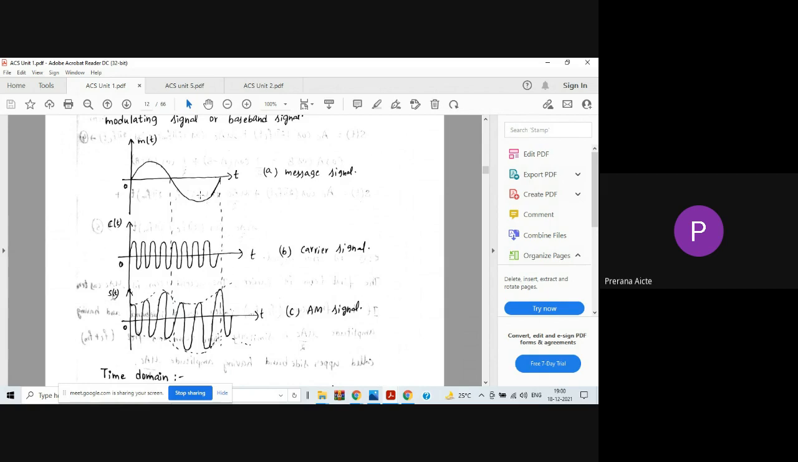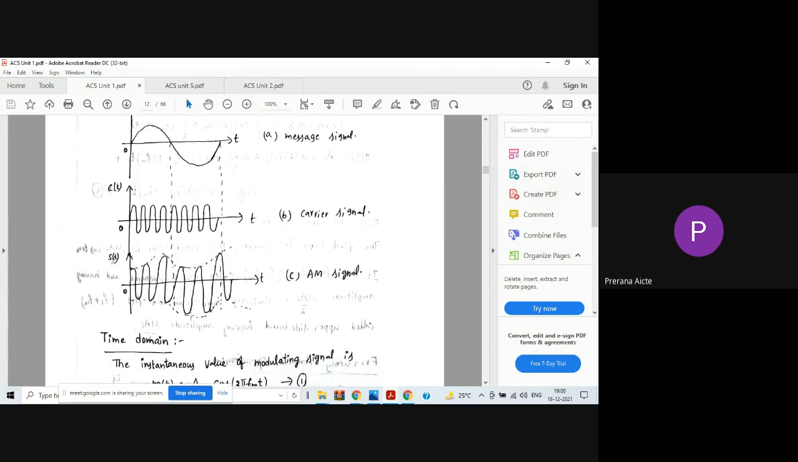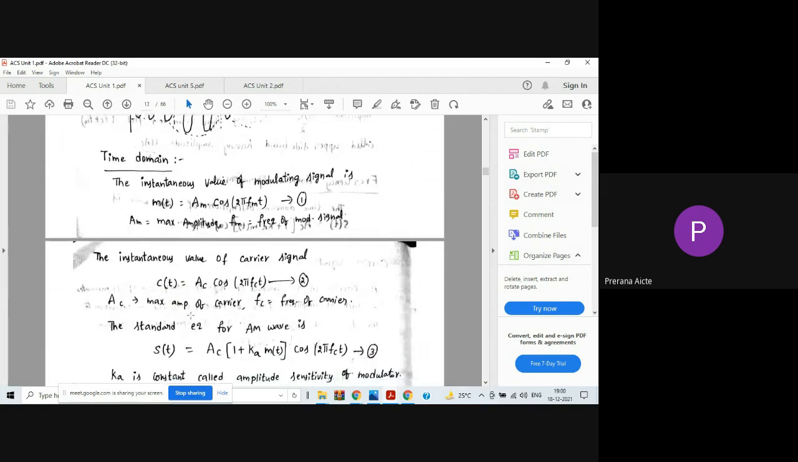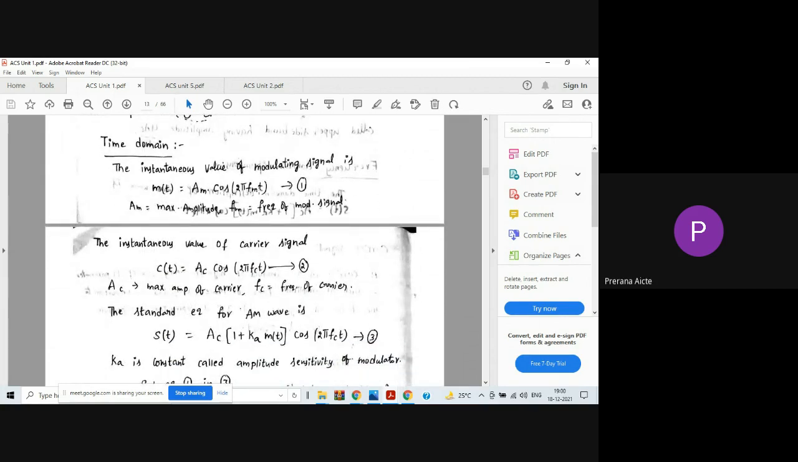Simply the product of message signal into carrier signal, we can get the amplitude modulated signal like this. Okay, now take the mathematical representation of the signals. So how do you represent the message signal mathematically? Simply m(t) = Am cos(2π fm t), where Am is nothing but the maximum amplitude of the message signal.